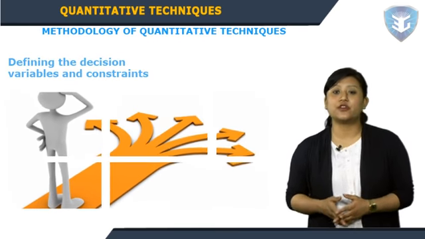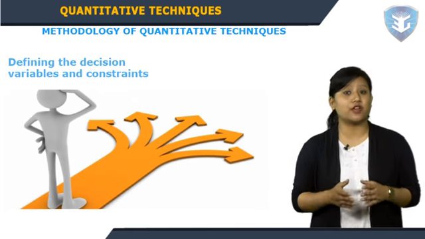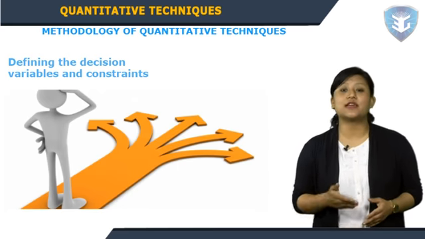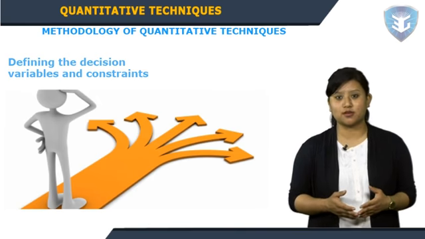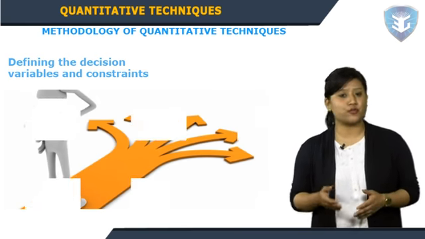Defining the decision variables and constraints. In a given problem situation, defining the key decision variables is important. Identifying these variables helps us to develop the model. The decision variables, objective and constraints are identified from the problem.